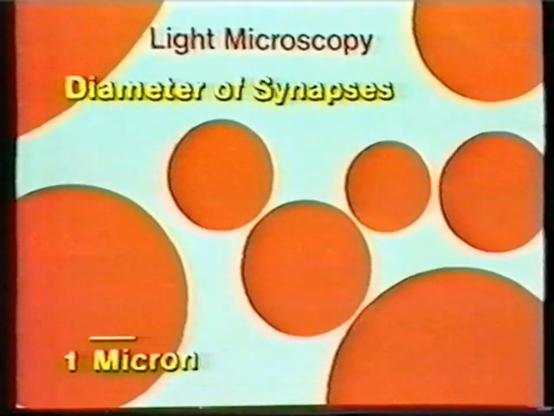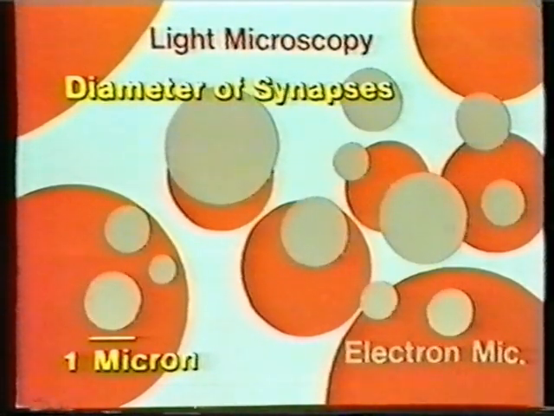Similarly, when we compare the figures quoted for the diameters of synapses by light and electron microscopy, there is again a large difference, as we can see from this diagram. The average sizes for light microscopy are usually above 1 micron, those for electron microscopy below.